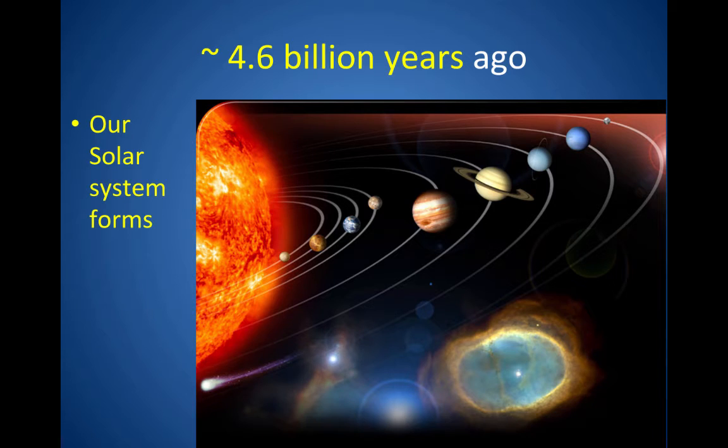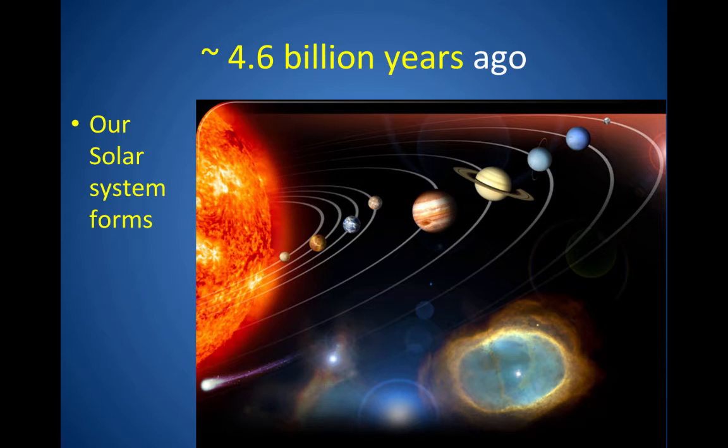Until a crucial time for us. 4.6 billion years ago, our sun comes into being. Our sun, the sun that gives us life and light, comes into being. And shortly thereafter, because of its massive gravitational force, which is due to its size, our planet starts to undergo a process called accretion, which is basically just the formation of the planet. And our solar system comes into existence.